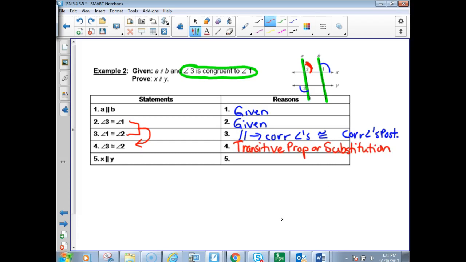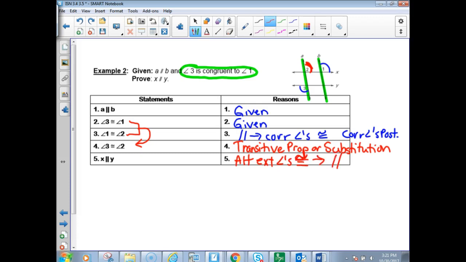All right, now that I have angle 2 and 3 congruent, I can state that lines X and Y are parallel. What kind of angles are 2 and 3? Only look over here. Popping over the transversal on the outside. Alternate exterior angles congruent, then you get the parallel lines.